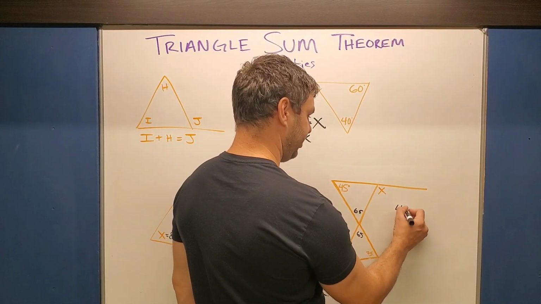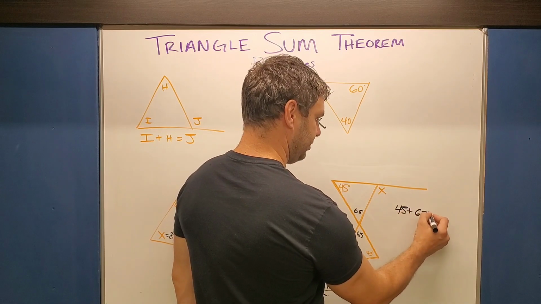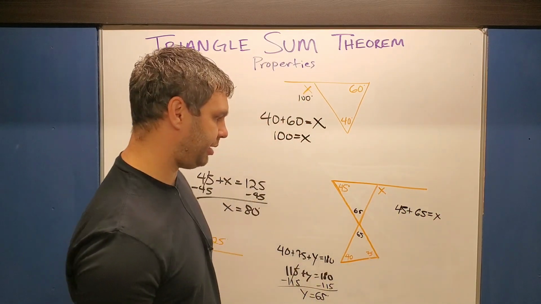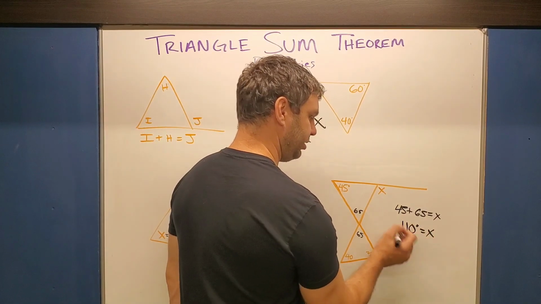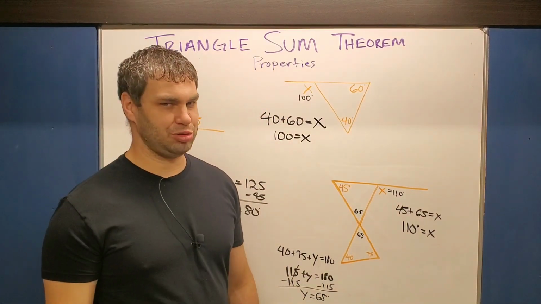Let's take 45 plus 65, and that's going to equal my x. So if I just had to add those together, 45 plus 65 is 110. So x here is going to be 110 degrees in that missing triangle. All right, let's try our third type.